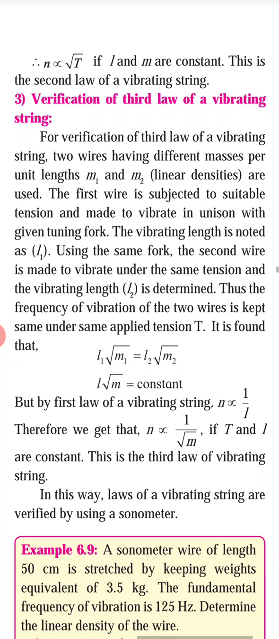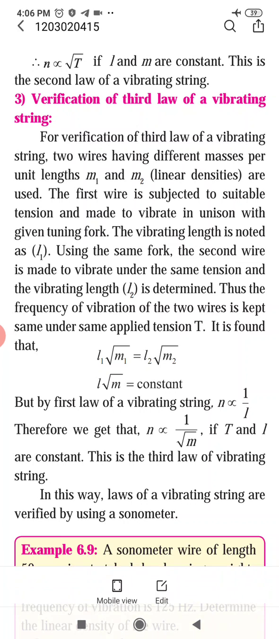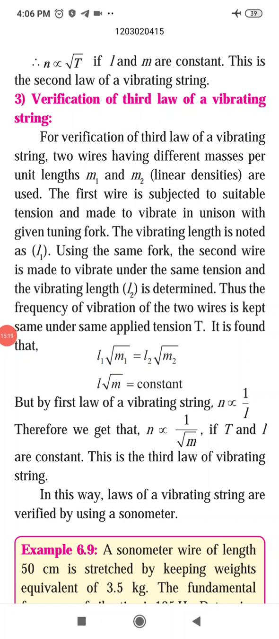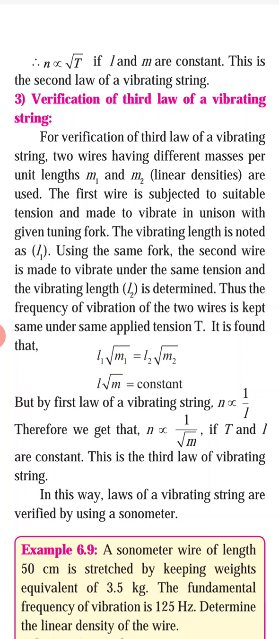Now the third law, in which we have to vary a different term, that is, mass per unit length. You can also vary that. So verification of the third law of vibrating string, you can see now. For verification of the third law of vibrating string, two wires having different masses per unit length m1 and m2 are used. So we can take two wires of different densities, that is, linear densities m1 and m2.